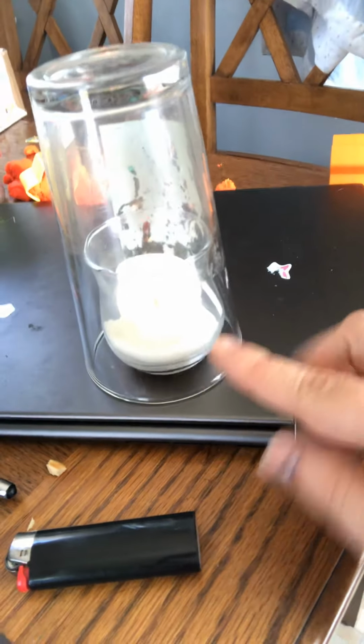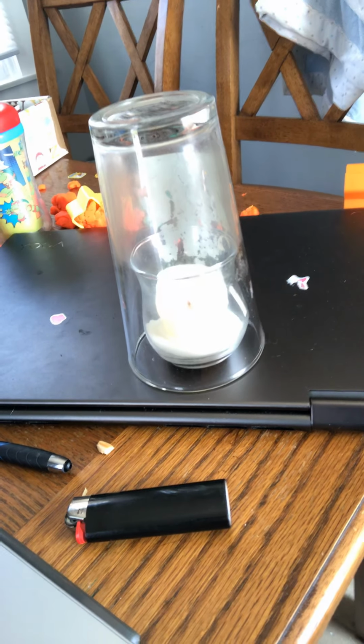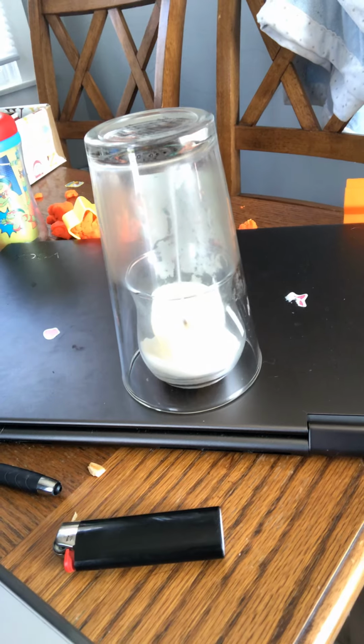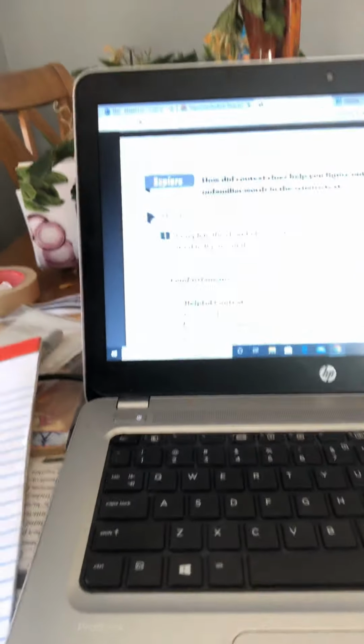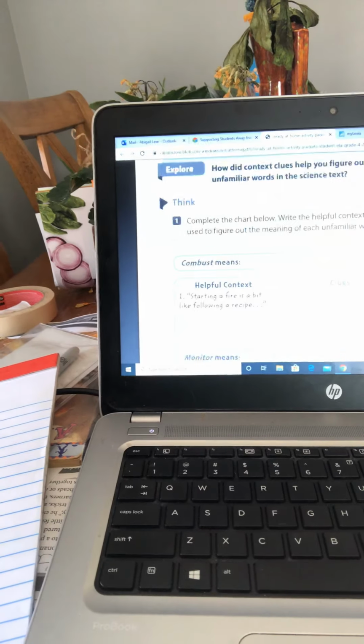So the fire is gonna burn up all the oxygen in the cup. And once it burns it all up, it goes out because it needs oxygen. Don't do this at home, unless you're doing it with your parent and they're cool with that. So, there you go. Moving on to the next page, page 16.